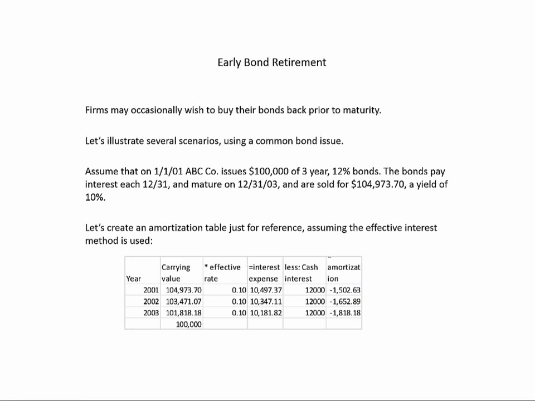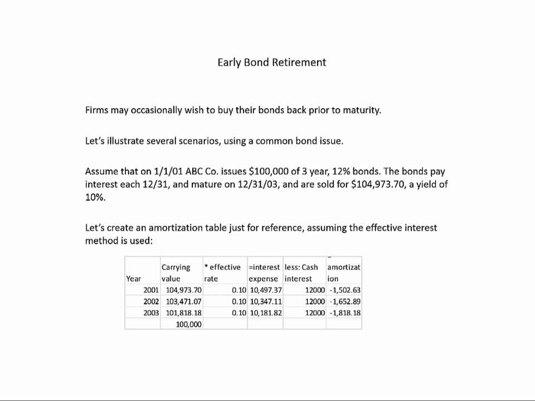Nice short 3-year bond issue. So let's assume that on January 1st, 2001, ABC Company issues $100,000 of 3%, 3-year bonds. The bonds pay interest each December 31st, mature 12/31/03, and are sold for $104,973.70, a yield of 10%.